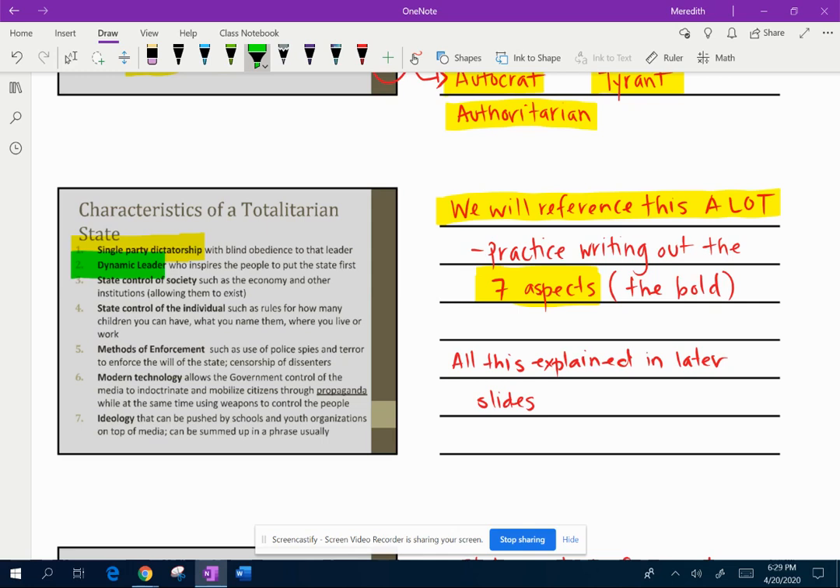Honestly, one of the hardest of these seven aspects to learn and understand is going to be number two, the second characteristic of a totalitarian state, and that's that your leader, that person, is a dynamic leader. And so that leader inspires the people to put the state first. I have it on another slide where I can explain it better, but it's about inspiring the people to become unified, either in pursuit of a goal like America first, okay, or it unifies people to hunt down an enemy that is making the country weak.